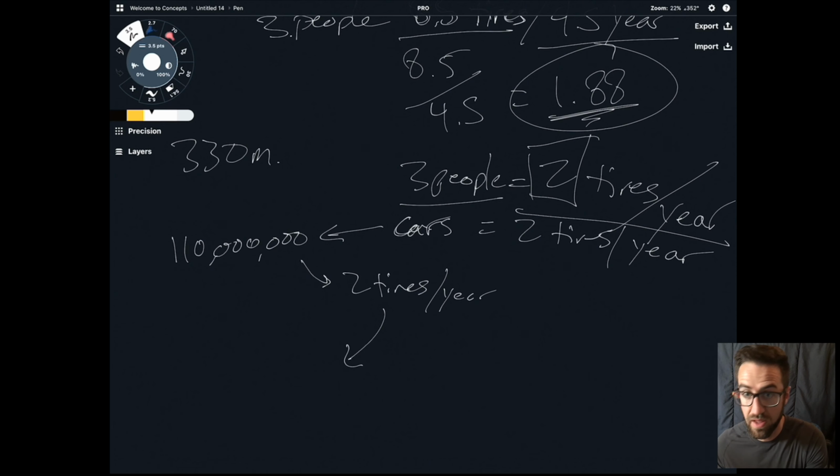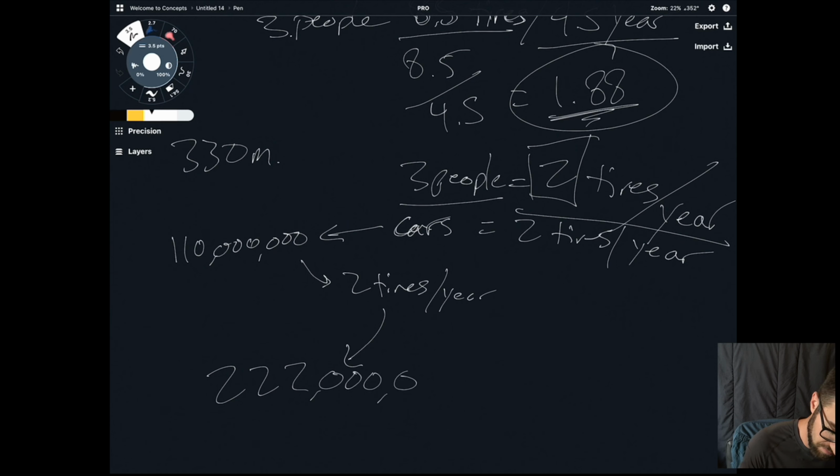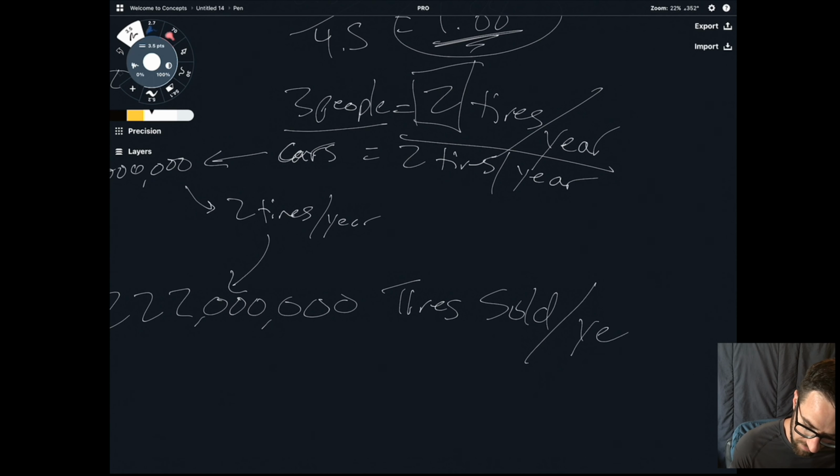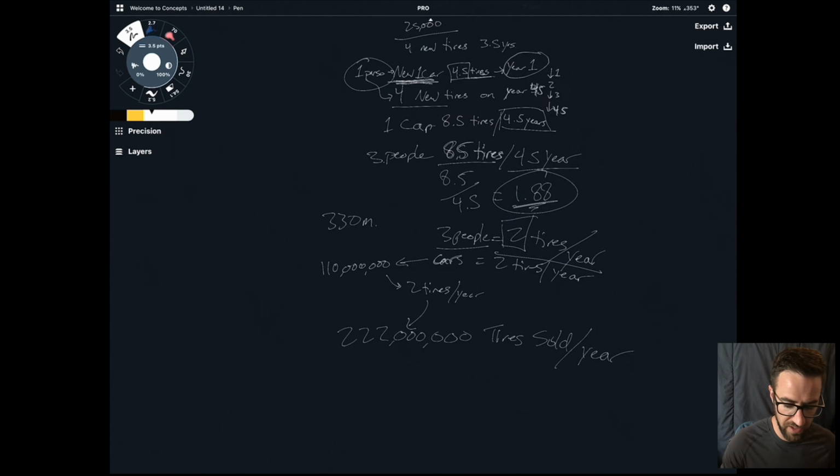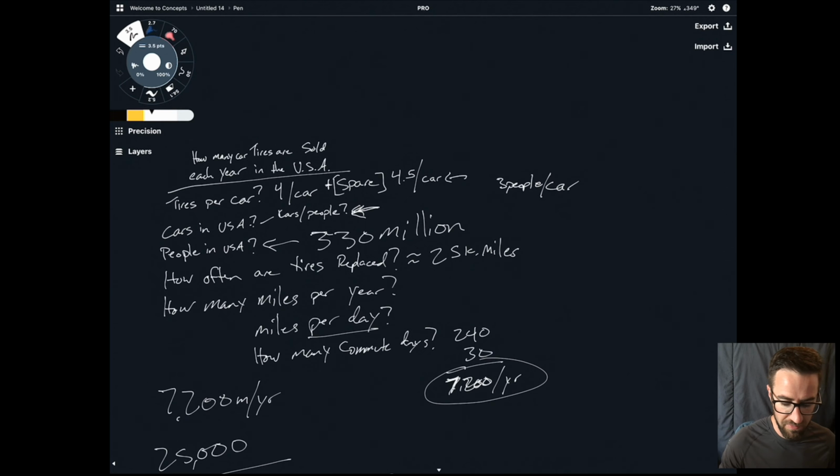We have 110 million times 2, which is 220 million tires sold per year. Okay, so that was the analysis. So we're looking at total market size. The question is, how many are sold?